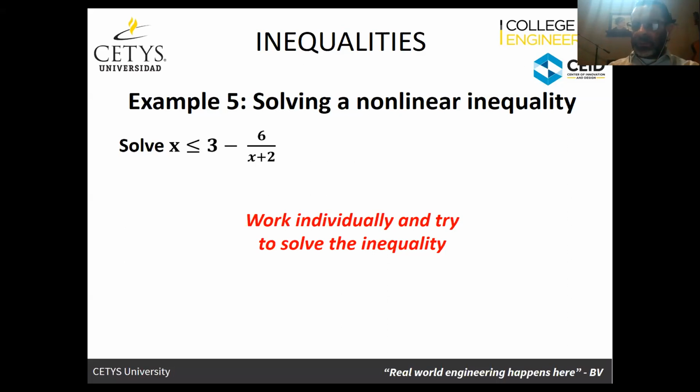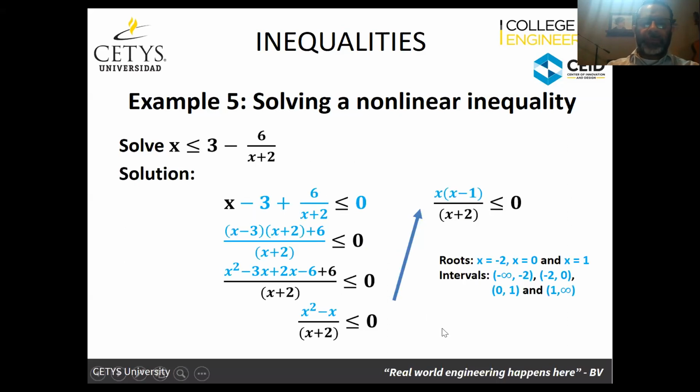So let's go through the solution to this problem. So the first thing we need to do is create a 0 on, in this case, the right-hand side, okay?